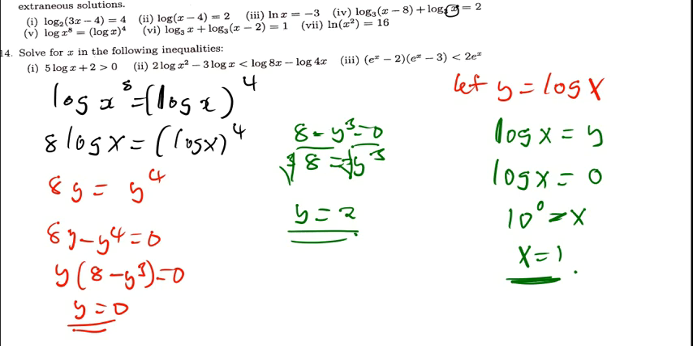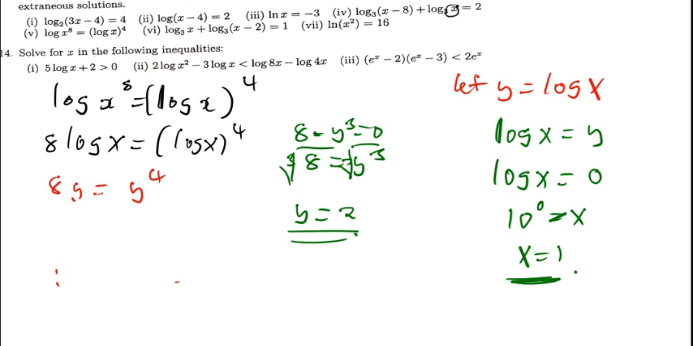Another one I have to plug in, 2. So I'm going to say log of x is equal to 2, meaning the base is 10, 10 raised to the power 2 is equal to x. So x is equal to 10 to the power 2, which is 100. X is equal to 100.